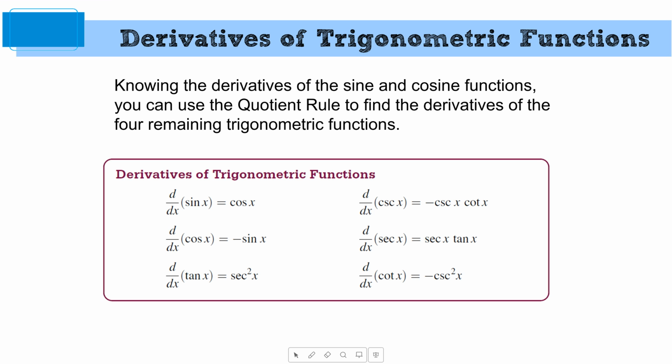Now, some of you are just going to memorize all 6. That's fine. Whatever works for you. And the bare minimum, you need to memorize the sine and the cosine, because we're not going to do the derivation of those derivatives. Got them? Good? Okay.